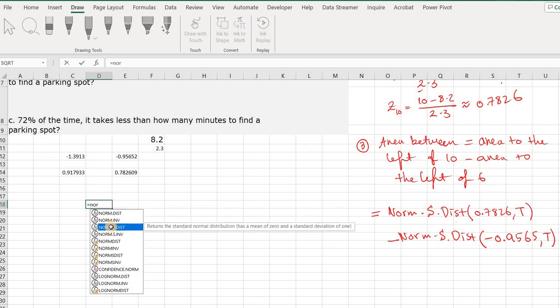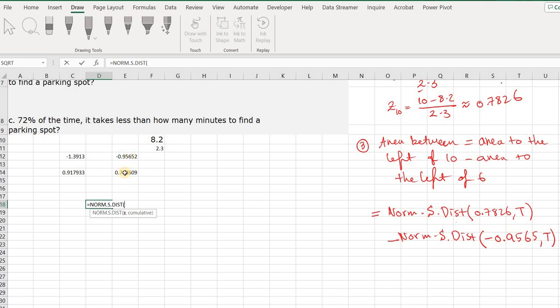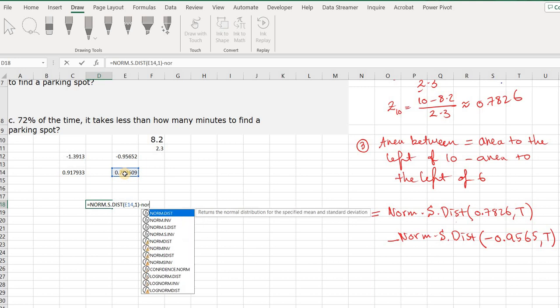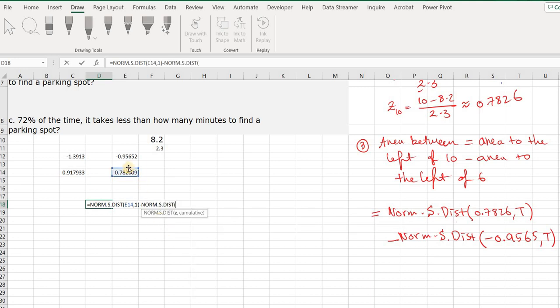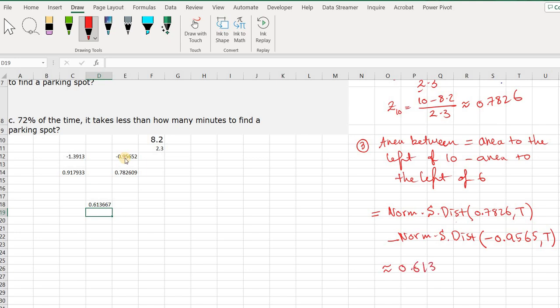Norm.s.dist of the first z-score, which is this one, that is the one that represents the 10, and then comma 1 to represent it's true, and then minus norm.s.dist of the second z-score, comma 1. So now I have my answer. It is approximately, I'm going to round it to 4 decimals, 0.6137. Or in other words, 61.37%. And that would be the answer for the second one.